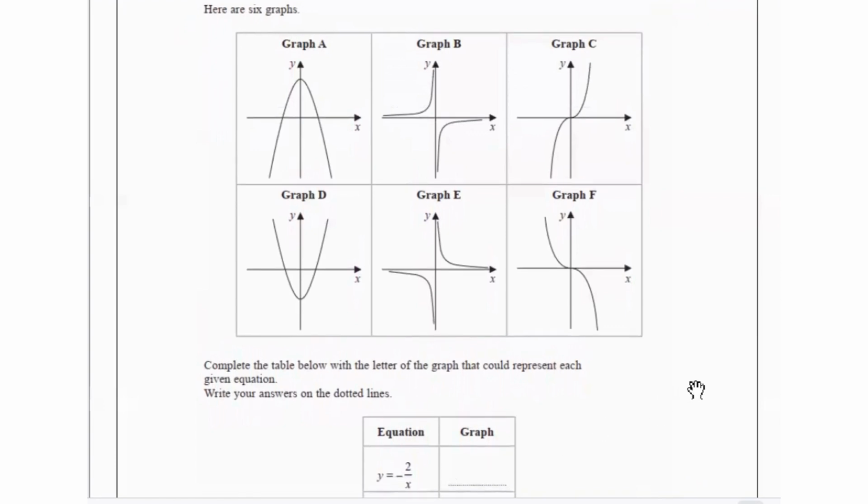So with y equals negative 2 over x, first you need to remember when it's a fraction and the variable is in the denominator, it's a rational function. And in a rational function, your graph will either be this one or this one. These are your rational functions. Now, which one is the correct one?